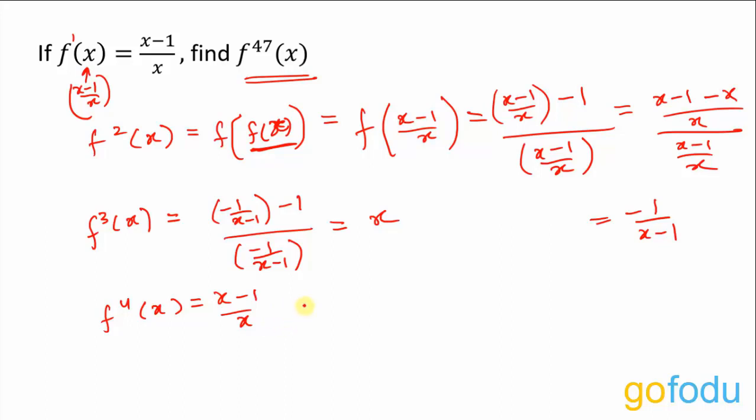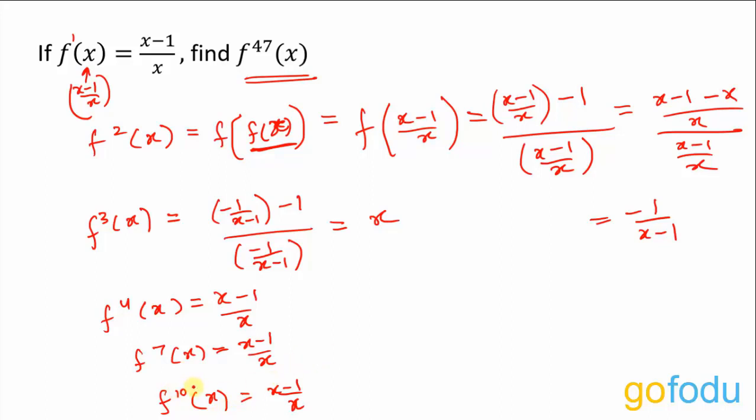So the cycle is of 3. Between f1x and f4x, the gap is of 3. Here after f1x, we got x minus 1 upon x, and f4x is giving x minus 1 upon x. After f4x, f7x will give us x minus 1 upon x. After f7x, f10x will give x minus 1 upon x. This is what cycle of 3 means, right? After every 3 iterations, x minus 1 upon x will repeat. f1x, then f4x, then f7x, then f10x. Gaps are of 3 only.